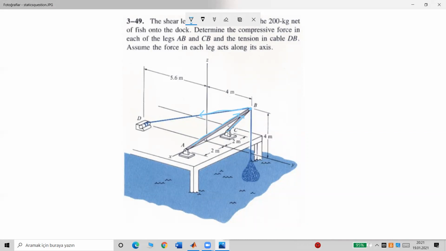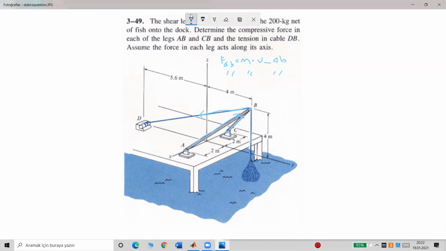So next step, we need to know coordinates of these points so that we can calculate position vectors. Then after that, we can calculate unit vectors, right? So let's write the equations. For example, force AB is equal to magnitude times unit vector AB, right? Same for other forces.